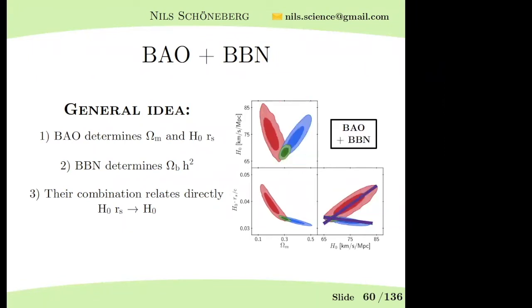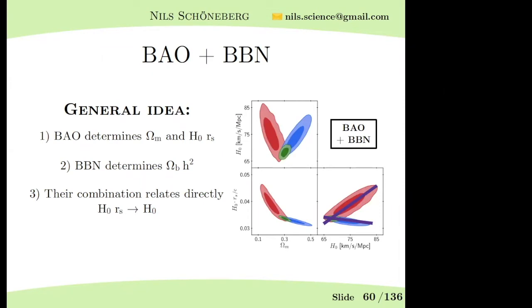Basically, what I do here is I simply add BBN, and you can see that I get these very straight lines for each of these probes. This is simply that I have now H naught RS as a function of H naught. I've broken this degeneracy because I have now determined all the ingredients that I need to convert one into the other. Okay, this means that for each value of H naught RS that I've measured before, I also get a corresponding value of H naught.